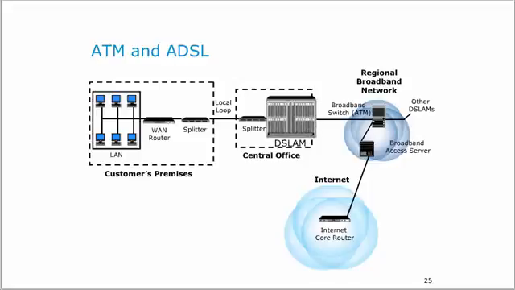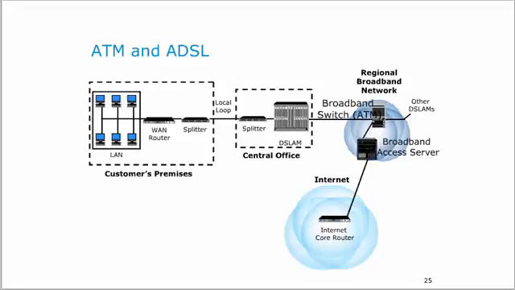In this figure, the DSLAM connects directly to a broadband ATM switch, which is connected to a broadband access server. The access server connects to a core Internet router and authenticates users accessing the Internet through the broadband access network. To separate the analog voice from the ADSL data, a plain old telephone service, or POTS, splitter is installed at both the customer's premises and the public carrier's CO. For more information on ATM and DSL connections, see Module 5, DSL WAN connections.